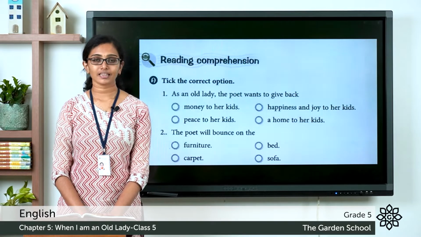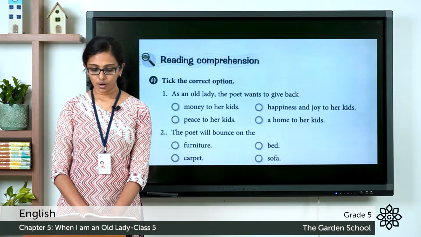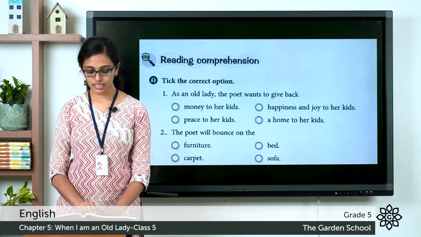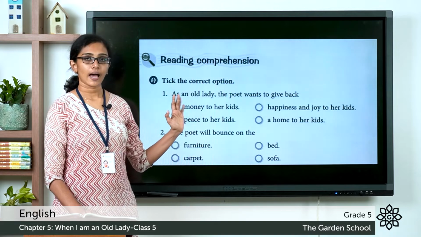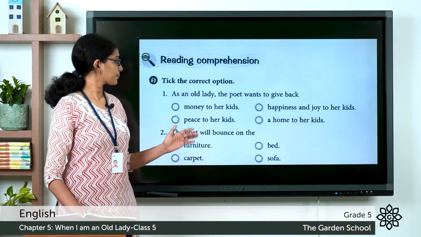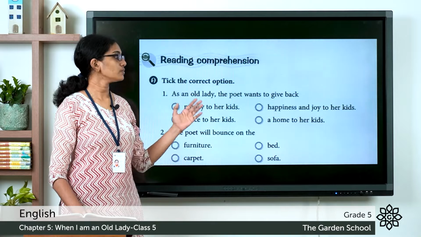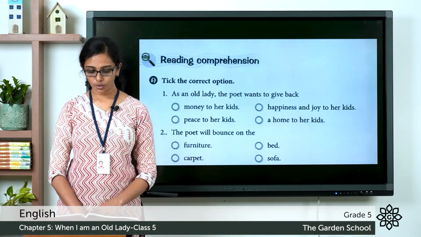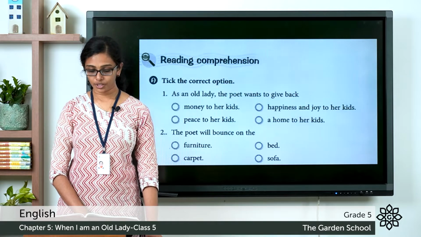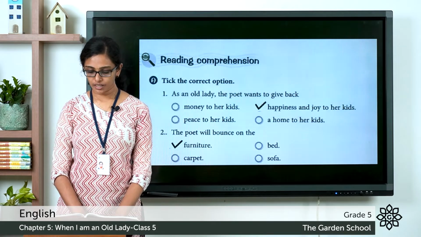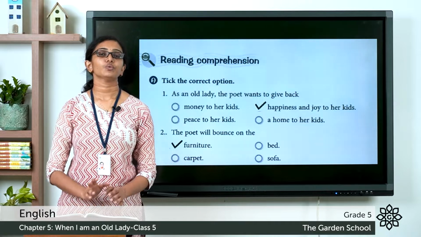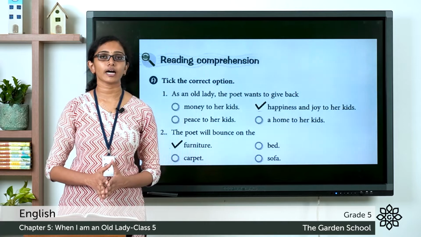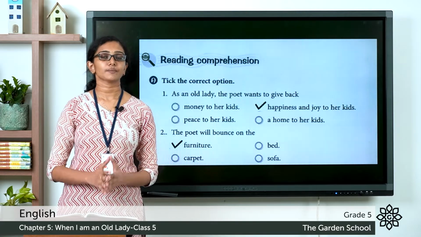Question A. Tick the correct option. As an old lady, the poet wants to give back, and you are given 4 choices. Money to her kids, happiness and joy to her kids, peace to her kids, a home to her kids. So, which is the correct option? As an old lady, the poet wants to give back happiness and joy to her kids. She wants to give back all the happiness that their kids gave her when they were growing up and she was raising them as a parent.